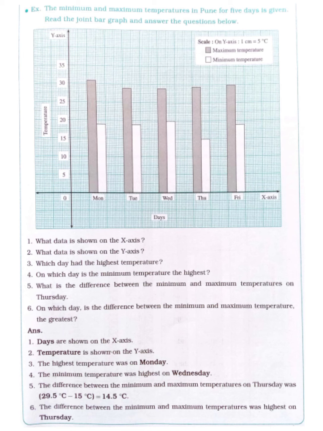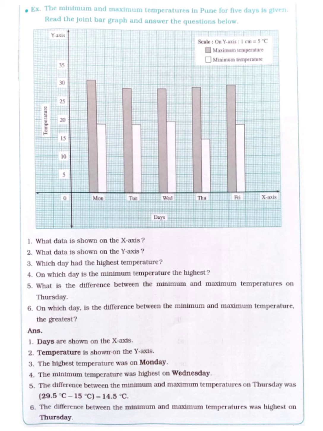Children, let us study one more solved graph related to joint bar graph. See the question. The minimum and maximum temperatures in Pune for 5 days is given. Read the joint bar graph and answer the questions below. Children, have a look at the graph. See, the scale is given on y-axis. 1 centimeter is equals to 5 degrees Celsius. Grey color shows maximum temperature, whereas white color shows minimum temperature.